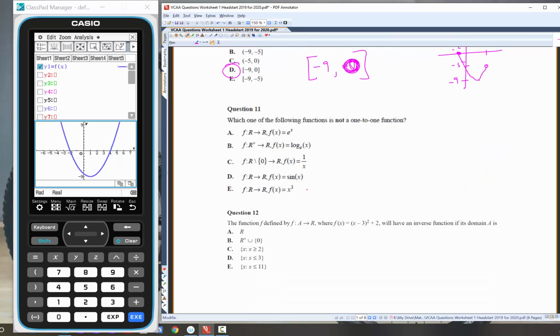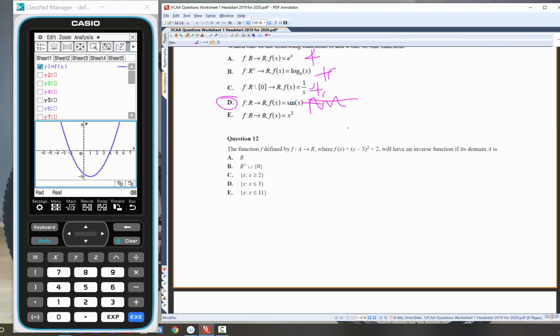Okay, so we're after a non-one-to-one function. e to the x is a standard exponential function. Log e to the x is the standard logarithmic shape. That's a hyperbola. Sine is that one. So quickly you can see it fails the horizontal line test. So this is not one-to-one.